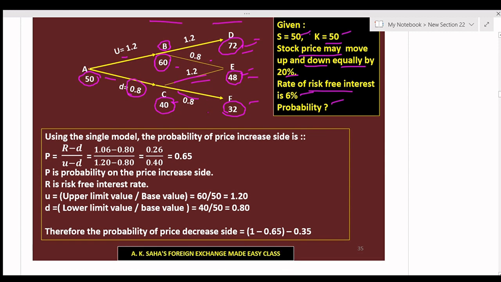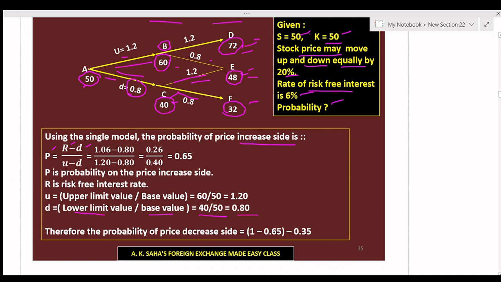Now find out the probability of the price increase side. Price increase side, here it is A to B, and price decrease side is A to C. Now the probability of the price increase side, P, is (R minus D) divided by (U minus D). R is the rate of interest factor. What is D? That is the lower limit value by base value. Here the lower limit value is 40, and base value is 50. So 40 divided by 50 is equal to 0.8.